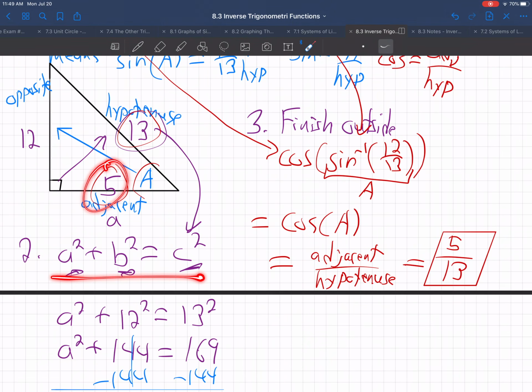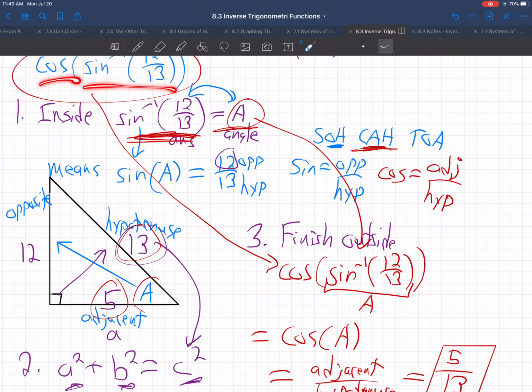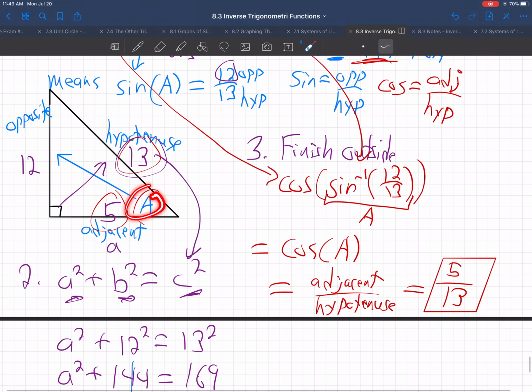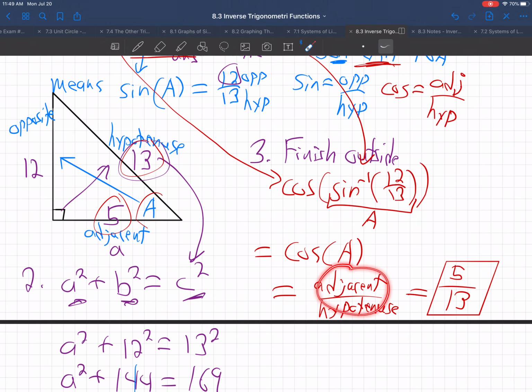And then we found the other side, the 5, using the Pythag, a squared plus b squared is c squared. And then when we did that, we went back and finished the outside question, remembering it was cosine of sine inverse, and the whole sine inverse on the inside, that was just A. So it's cosine of A, and we can find cosine of A from the triangle based on the SOHCAHTOA definition, adjacent over hypotenuse. There we go.